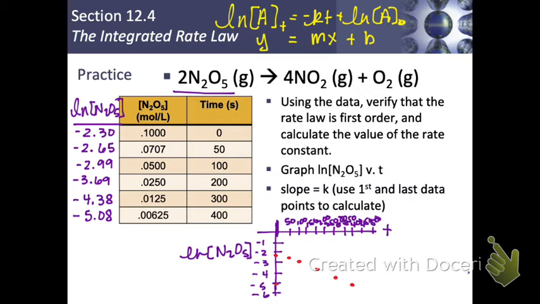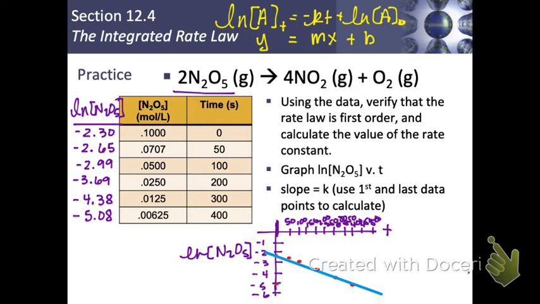Okay, so we want to confirm that this is a straight line. We did our best to draw it to scale here, and if we had made our efforts a little bit better, our line might have been a little bit more straight. But do our plot points generally fall on that line of best fit? Yeah. So that's just our confirmation that we have a first order reaction.